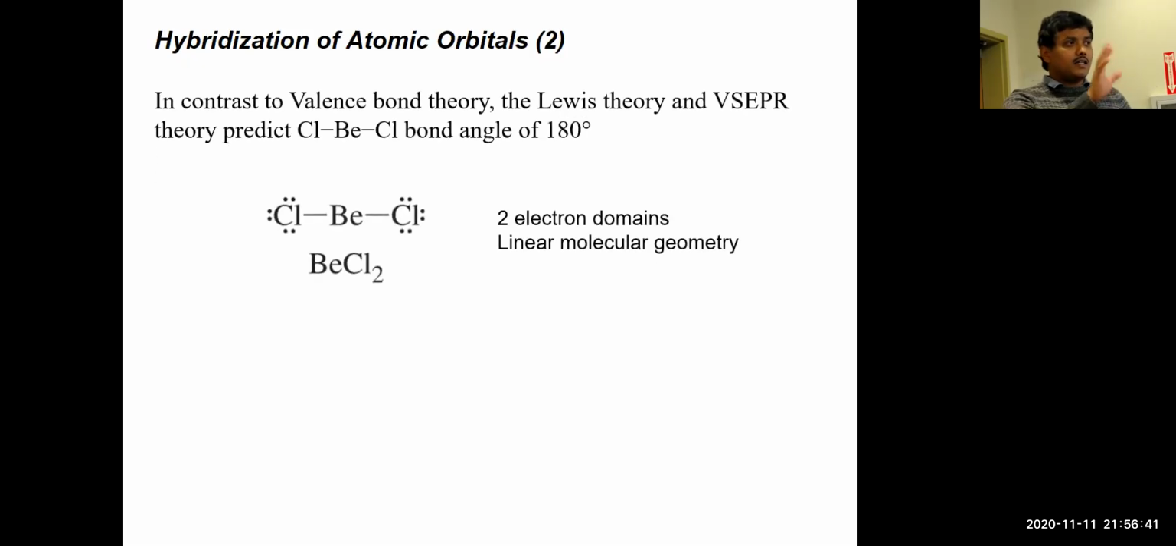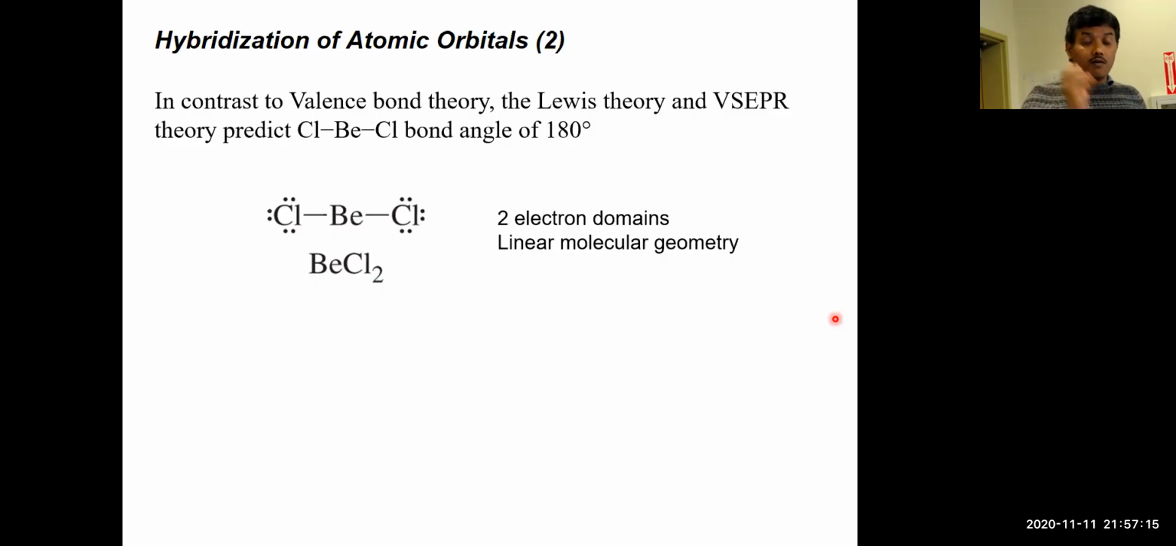I already discussed some of this in the previous slide. We are saying that BeCl2, according to VSEPR theory, has 2 electron domains, so it should have linear geometry. Let's prove that. For that, our goal is to show how beryllium atomic orbitals convert into hybrid orbitals, then bond with the chlorine. Because if you just use the atomic orbitals of beryllium, no way you can prove that it is going to have linear geometry and the bond angle of 180.